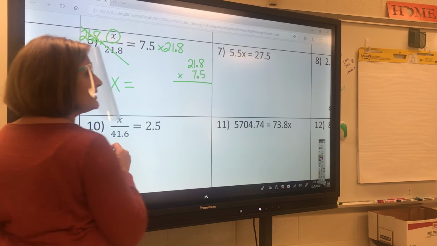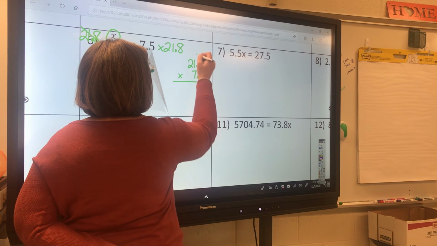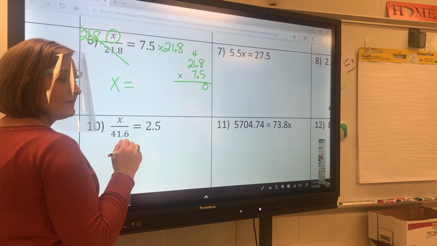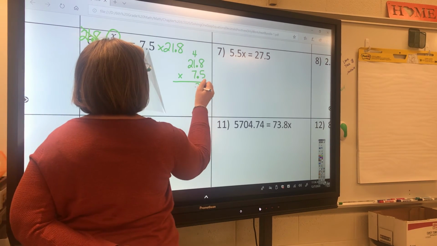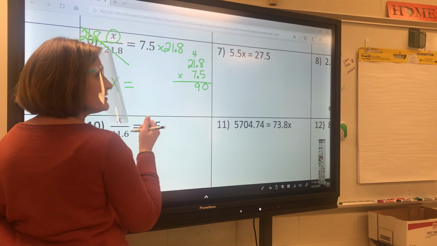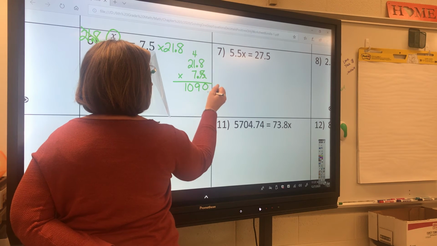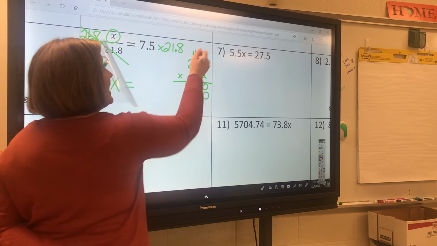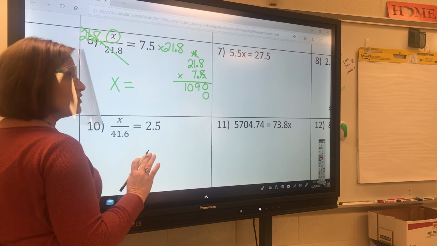5 times 8 is 40. Write my 0, carry my 4. 5 times 1 is 5, 6, 7, 8, 9. 5 times 2 is 10. Now I'm going to go to the next row. I'm going to mark my 5 out and put a 0 at the bottom down here on this row. And I'm going to mark out my 4 so it doesn't confuse me.